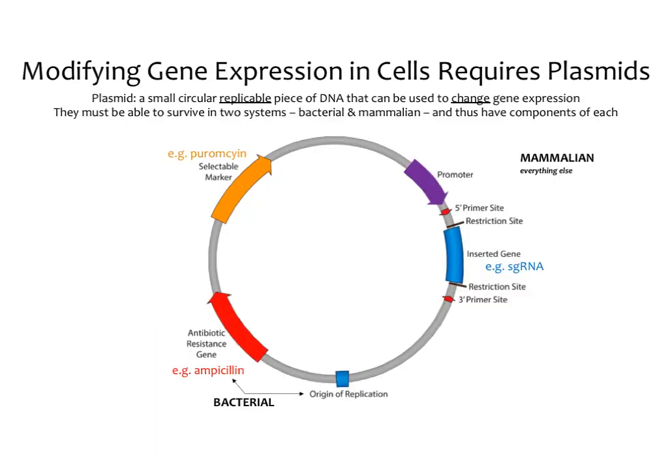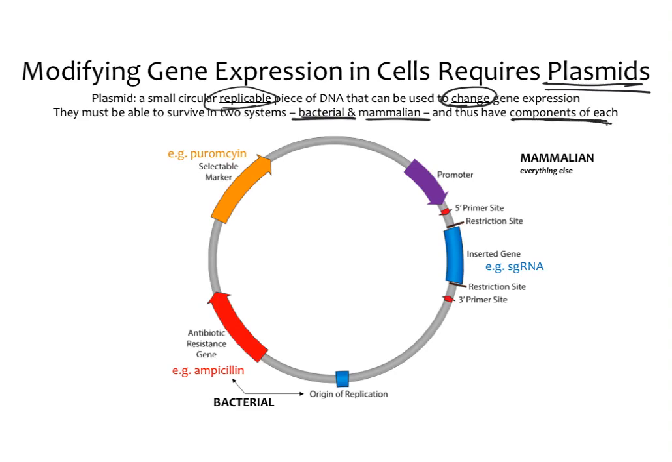Okay, so let's start by talking about plasmids. Plasmids are your basic unit for how you can modify gene expression in the lab. Anytime you want to modify gene expression, you need to have a plasmid, okay? A plasmid is a small circular piece of DNA that can be used to change gene expression and that gets replicated within the system. Typically, plasmids are used in two systems. We use them in bacteria to expand them and in mammals to actually make our gene modification. And so a good plasmid has to have components of both of them. It has to be able to grow in both systems.